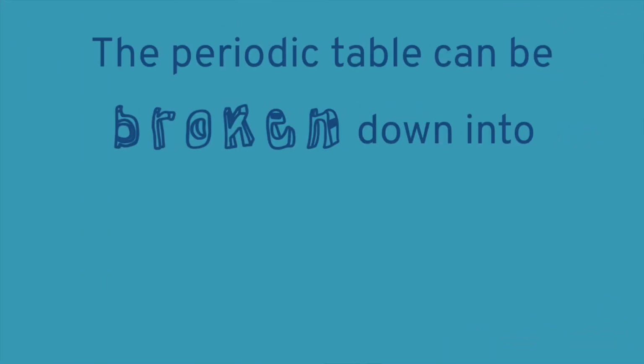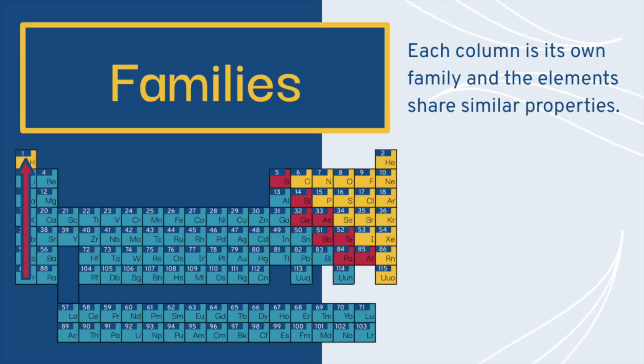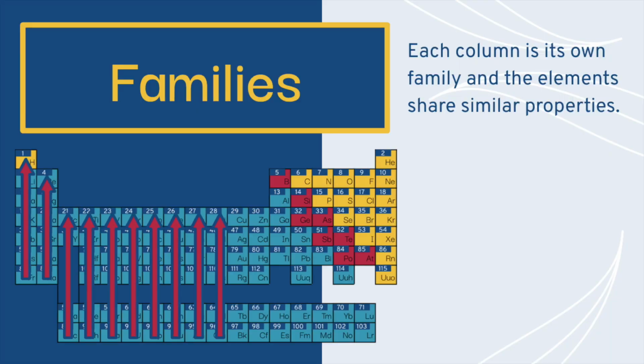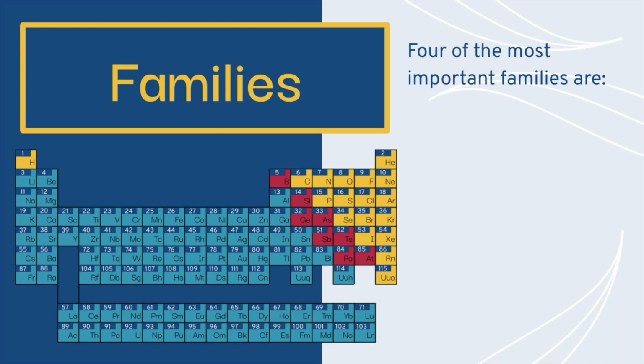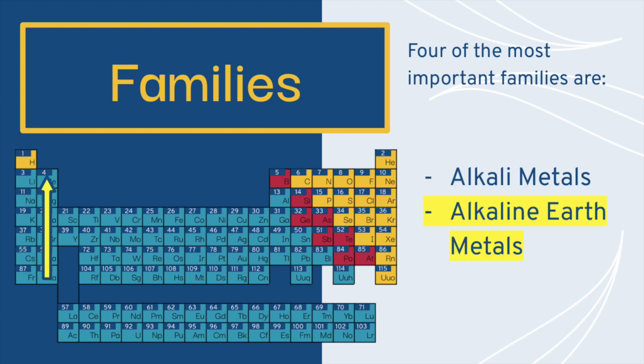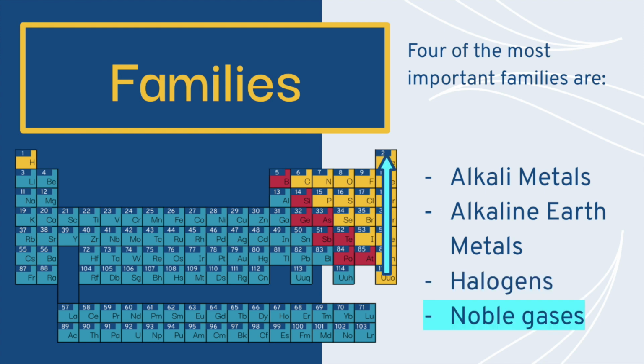Beyond these basic categories, the periodic table can be broken down into families. Each column is its own family, and the elements within share similar properties. Four of the most important families to be familiar with are alkali metals, alkaline earth metals, halogens, and noble gases.